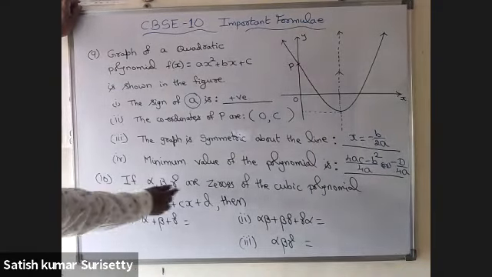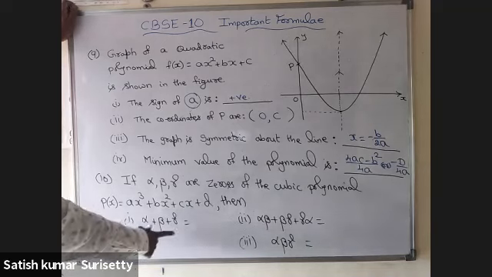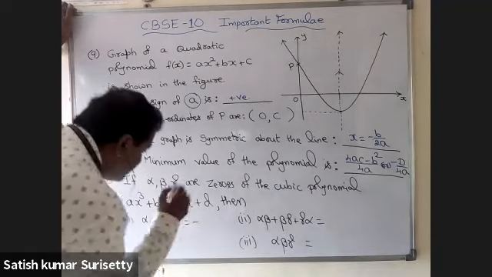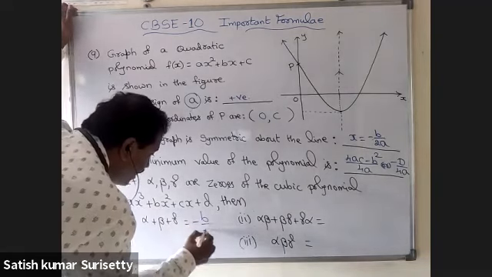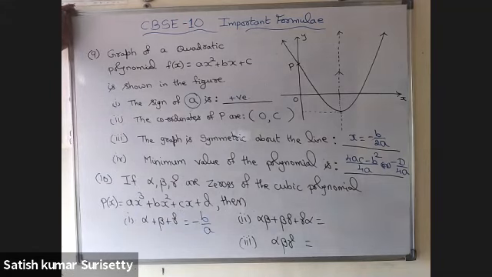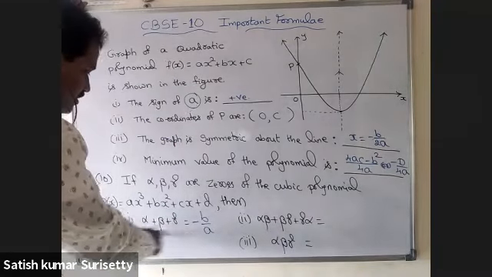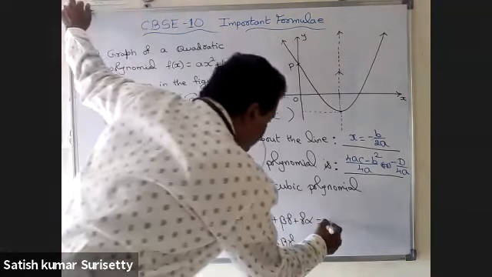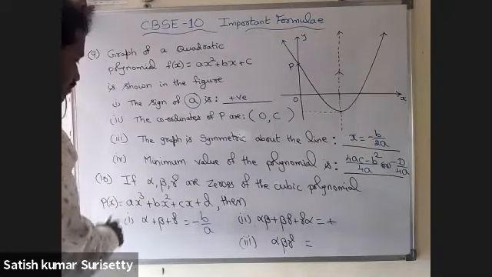Next, if alpha, beta, gamma are zeros of the cubic polynomial p of x equal to ax cube plus bx square plus cx plus d, then what is the sum of the zeros? The sum of the zeros is minus coefficient of x square upon coefficient of x cube, that is minus b upon a. Next, sum of the products taken two at a time, that is alpha beta plus beta gamma plus gamma alpha. When it is the sum, it is minus, then here it will be plus. So coefficient of x upon coefficient of x cube, that is c upon a.